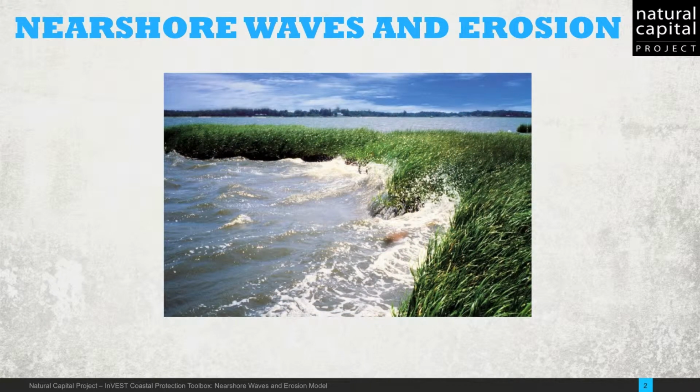model. Coastal and marine habitats, like the marsh pictured here, can function as natural breakwaters, attenuating waves and storm surge. Understanding the role that these nearshore habitats play in protecting coastal communities is becoming increasingly important in the face of a changing climate and growing development pressure. The InVEST Coastal Protection Toolbox and the Nearshore Waves and Erosion model quantify the protective benefits that natural habitats provide against erosion and inundation in nearshore environments.